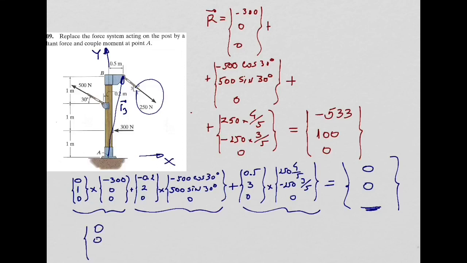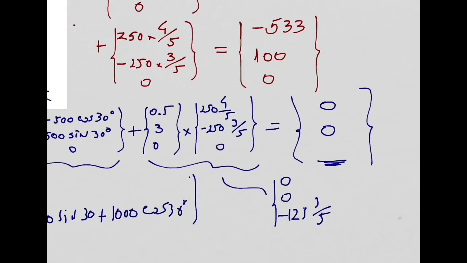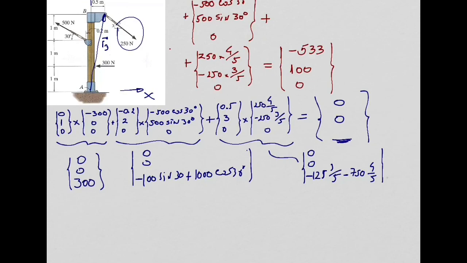This first one is 300, right? This second one, if you want, I can write this way: minus 100 sine 30 plus 1000 cosine 30. And this one, 0, 0, you will have minus 125 times 3 over 5, minus 750 times 4 over 5, right? So if I didn't make any mistake doing these multiplications, that's what you have. You just need to add all of this together, and then you will obtain this z component here.